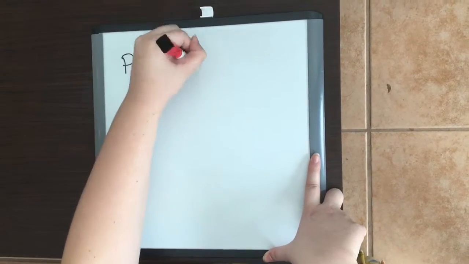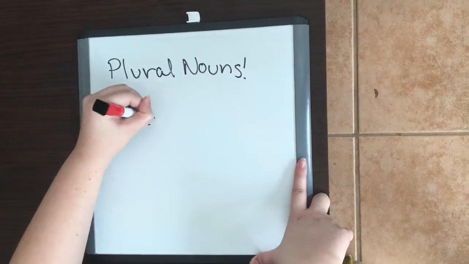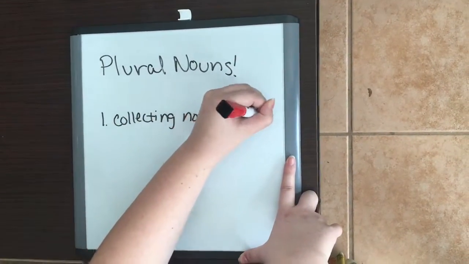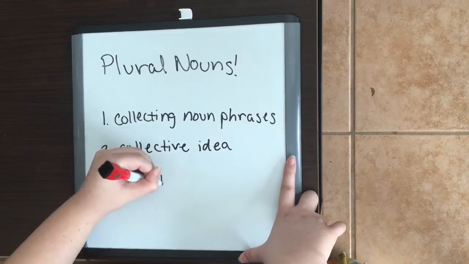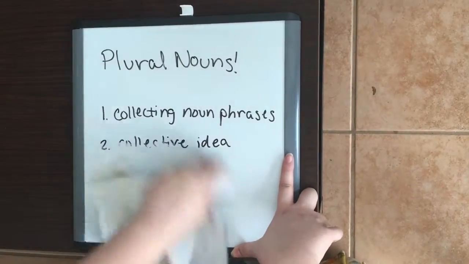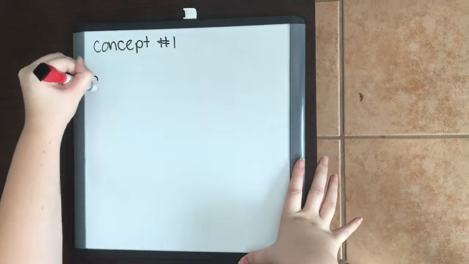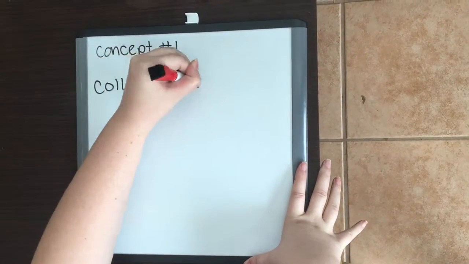Now let's move on to how to handle plural nouns in regards to subject-verb agreement. We'll examine three concepts: 1. Collecting noun phrases. 2. Collective idea. And 3. Collective noun. The first concept with plural nouns is known as collecting noun phrases.